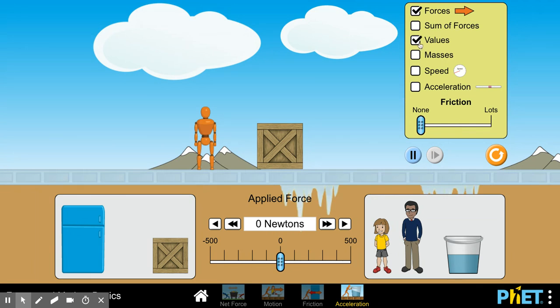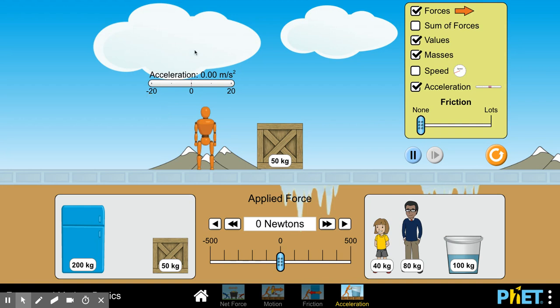I need to see some values, the masses, and the acceleration. So here's our bar right here that's going to tell us the acceleration of the object. Its mass is 50 kilograms. And now any force I apply to it, since there's no friction, will be the net force.